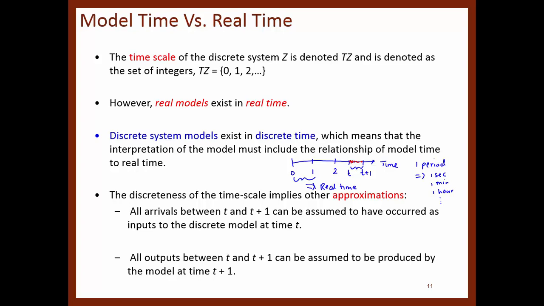The discreteness of the timescale implies other approximations. Our arrivals between t and t plus 1 can be assumed to have occurred as input to the discrete model at time t. Okay, so we are assuming that if something happens between t and t plus 1, that arrival will be considered as arriving at time t. All outputs between t and t plus 1 can be assumed to be produced by the model at time t plus 1. So inputs are going to be considered at t, outputs are going to be produced at time t plus 1.